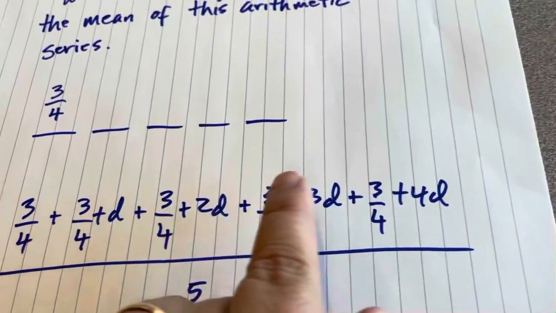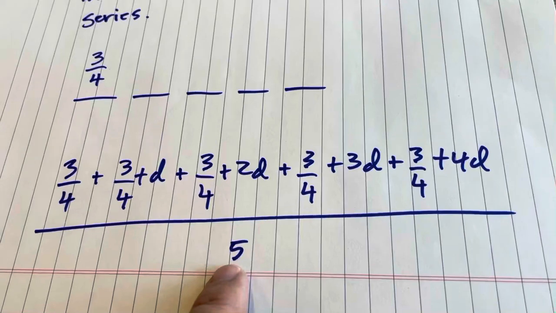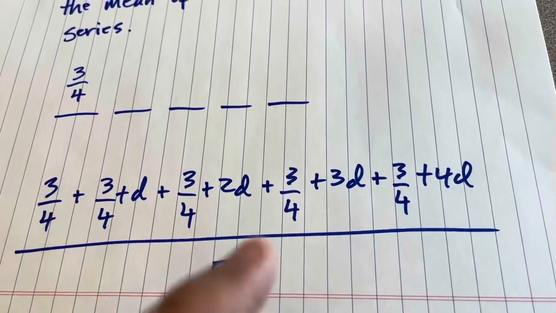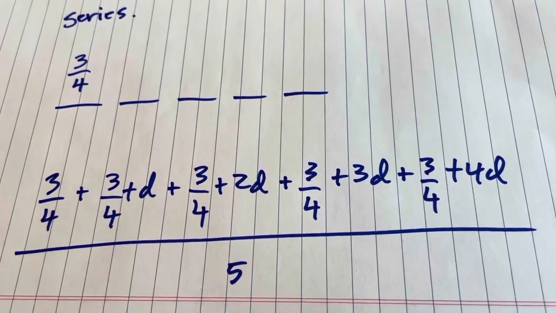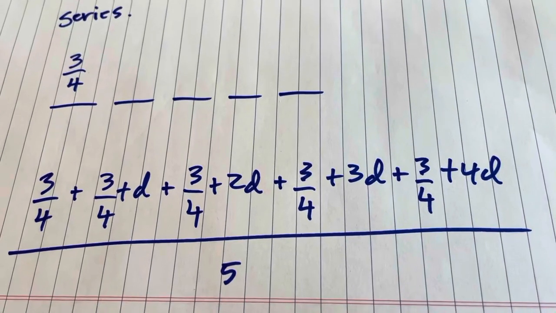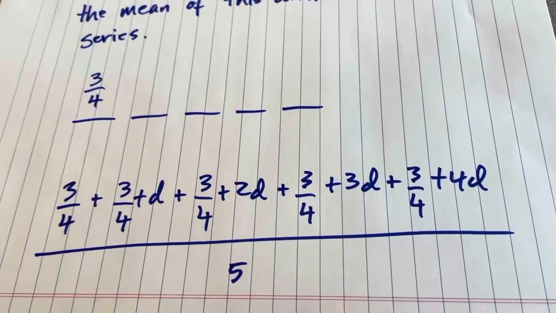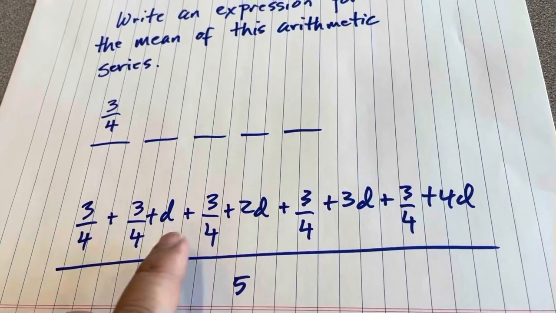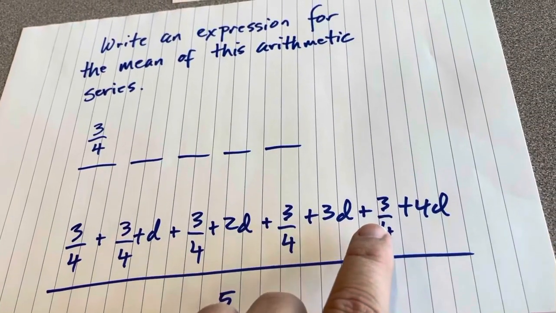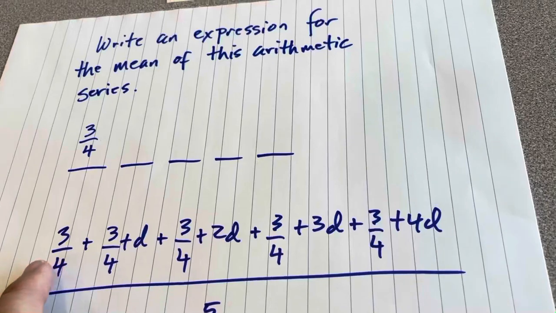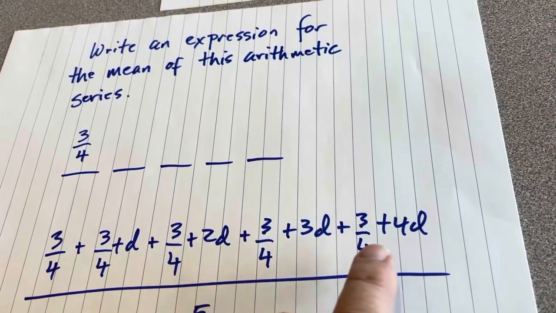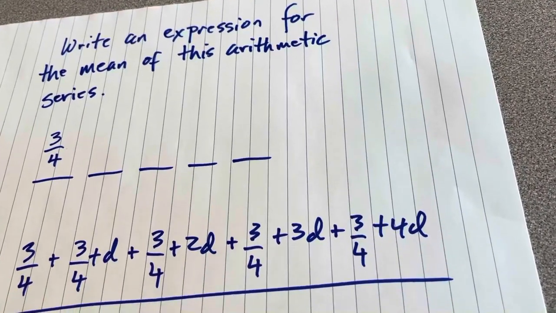So if you add all those together and divide by 5, that would be the mean, because that's how you find the mean or the average. You add all the terms together and then divide by how many you have. So if you do that, 3/4, 1, 2, 3, 4. So 1, 2, 3, 4, 5. I have 5 3/4 values.